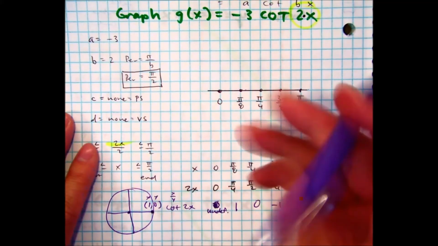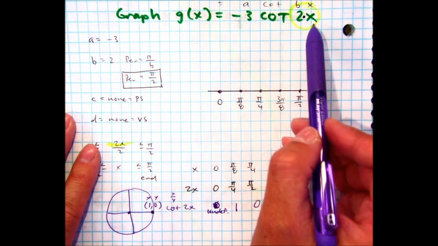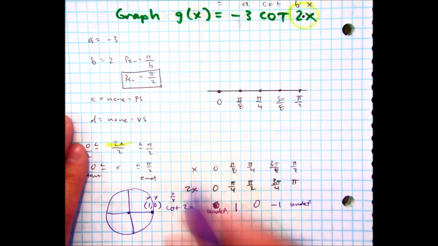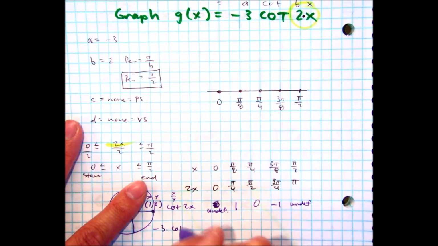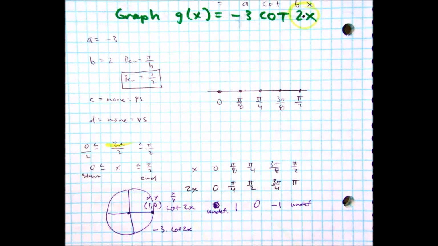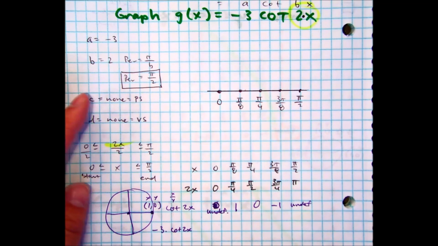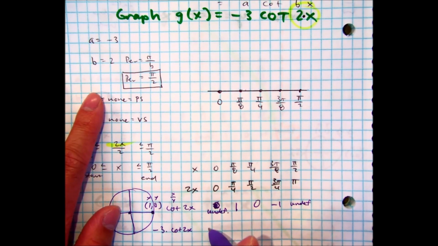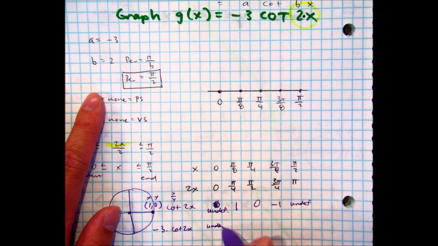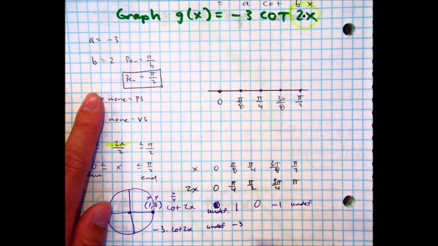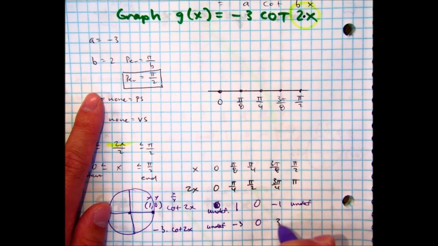Now, if you recognize what we're doing, we're just using the order of operations. So now I'm going to multiply by negative 3. Multiply these values by negative 3. Ashley, number 1. Undefined. Negative 3. 0. 3. Undefined.